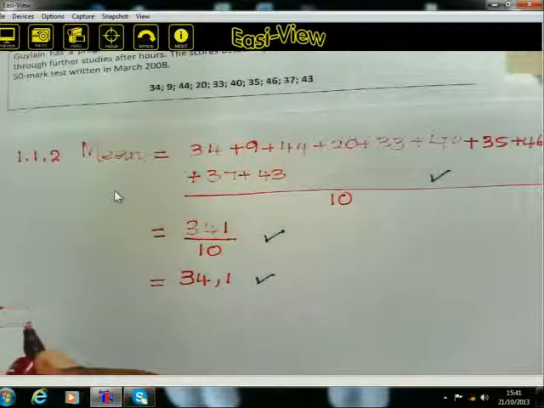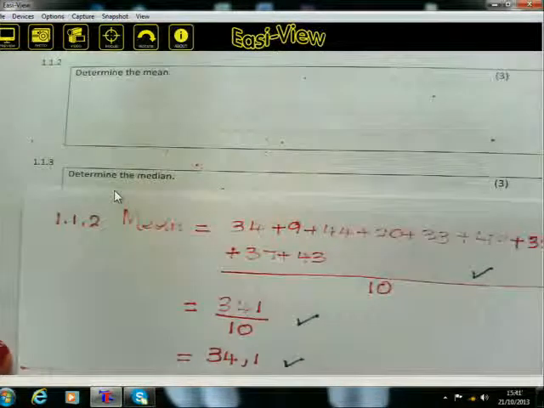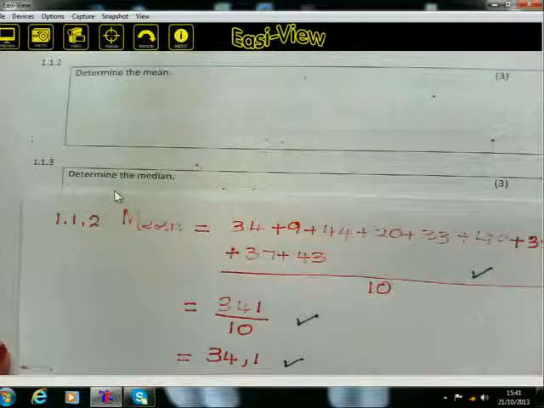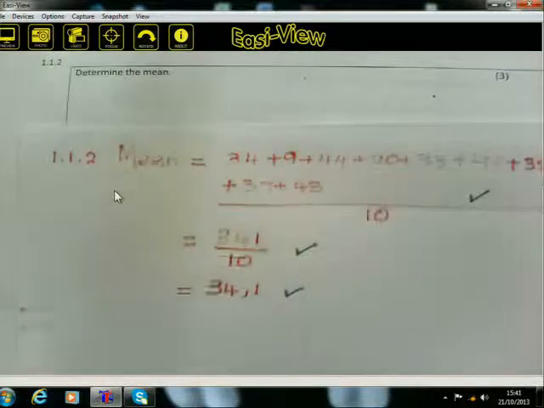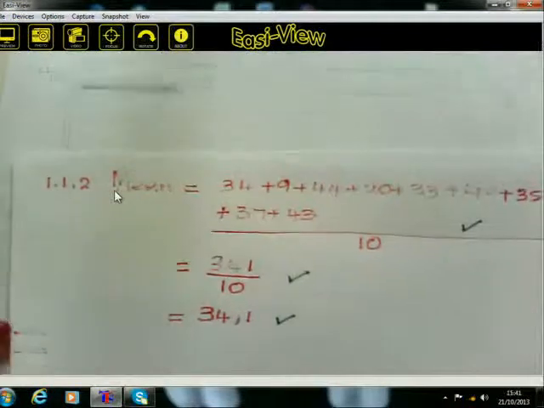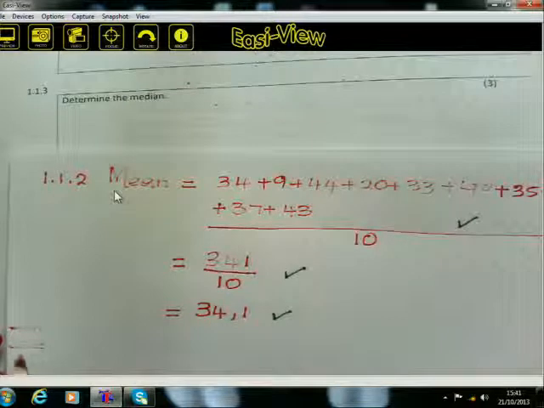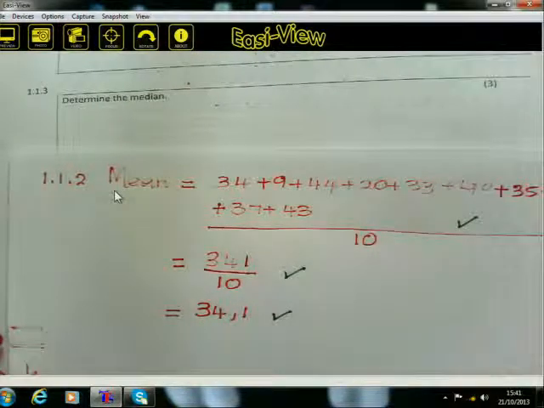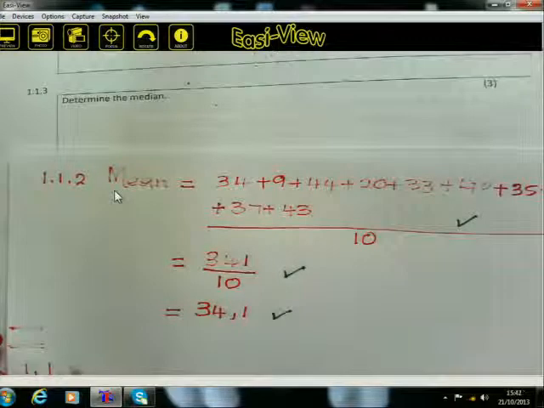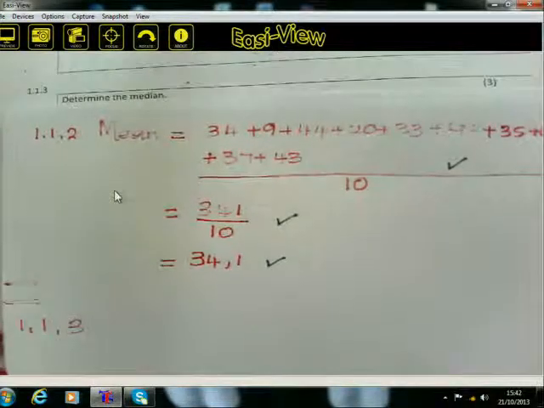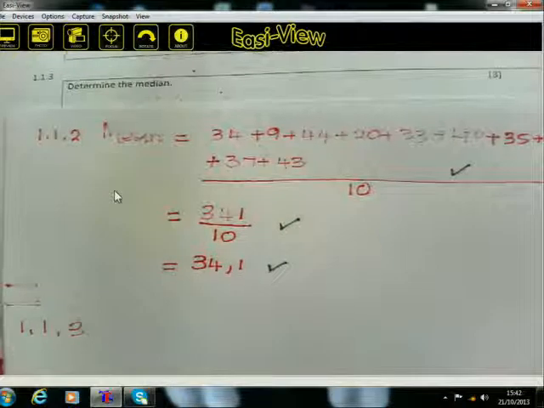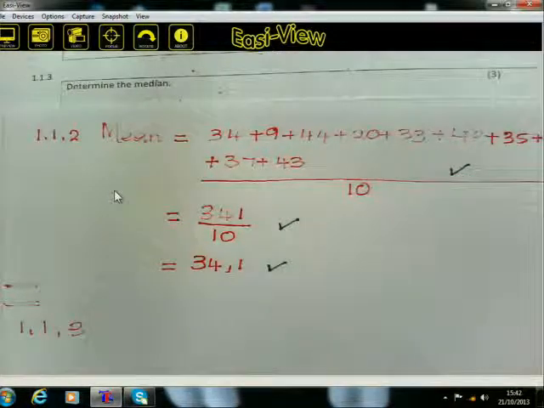So we are going to answer question 1.1.3. When you are going to answer it, you skip a line and you write 1.1.3. There you are. Then let us read the question of 1.1.3. Determine the median.